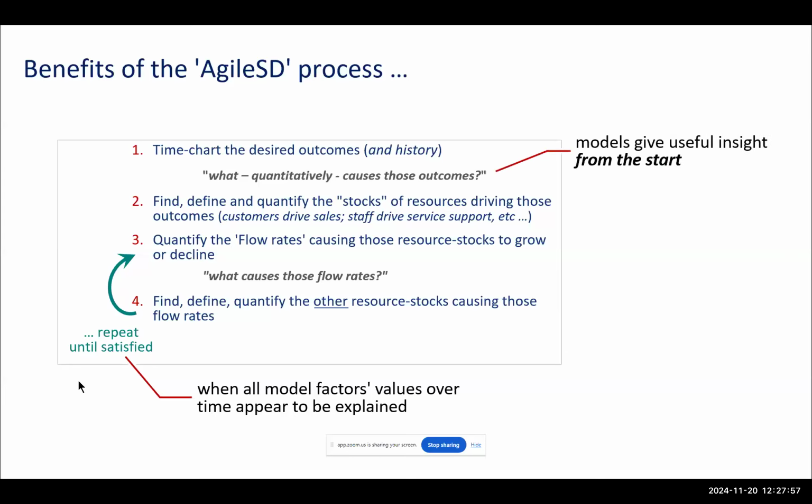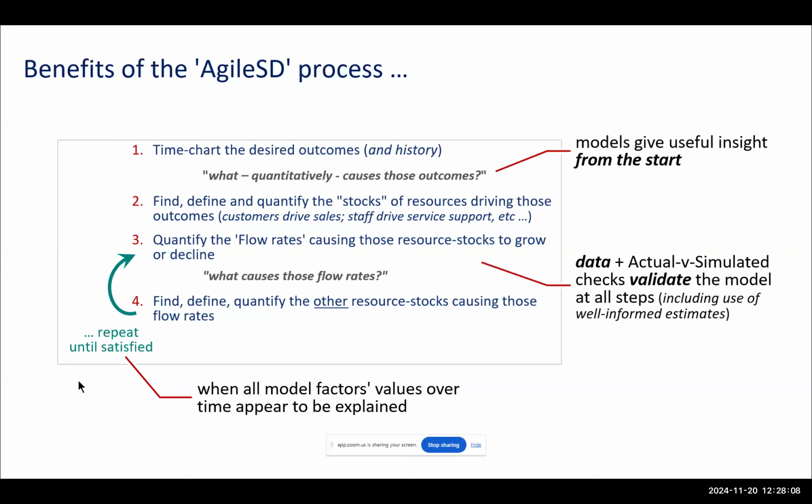Now, go right back to the start, just that very first step of moving from step 1 to step 2. We already got useful insights out of that. Because we use data and because we use that actual simulated comparison all the way through, we know at all steps that the model is valid. If the simulated value doesn't match the actual, something's wrong, go fix it. And the process discovers the feedback based on evidence. We're not discovering feedback by asking people what they think the feedback is. We're actually discovering it for real.